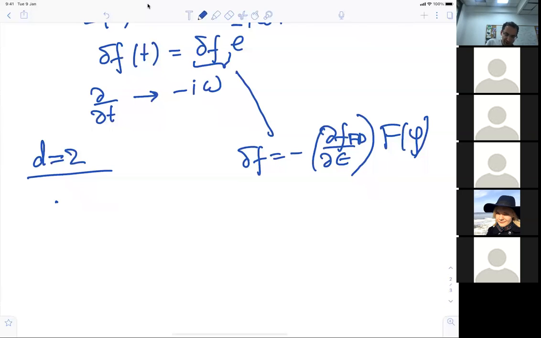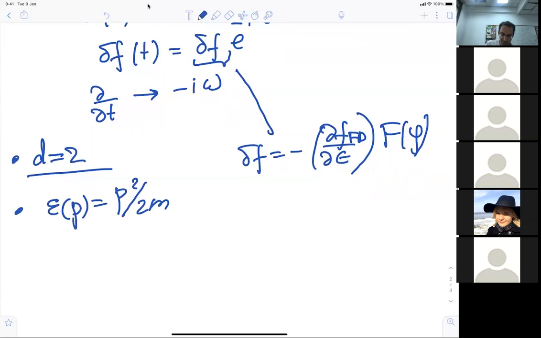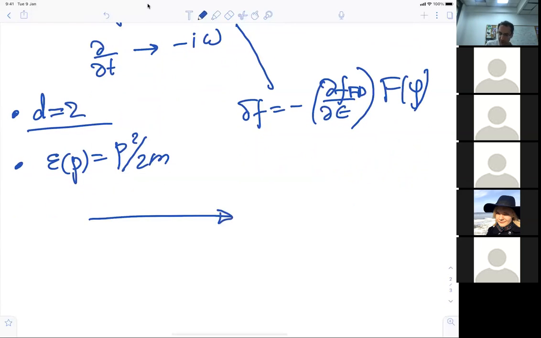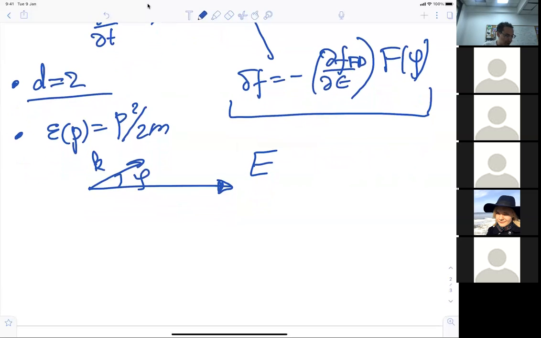So let me specify d equal 2, and a parabolic spectrum E of p equal to p squared over 2m, to make my life simpler. And then there is only one special vector in the problem. That's the direction of the electric field. And then there is a vector of the momentum k and the angle phi, which parameterizes the direction of the momentum with respect to the axis of the electric field. Okay, so that's then the parameterization of the deviation of the distribution function from the equilibrium.